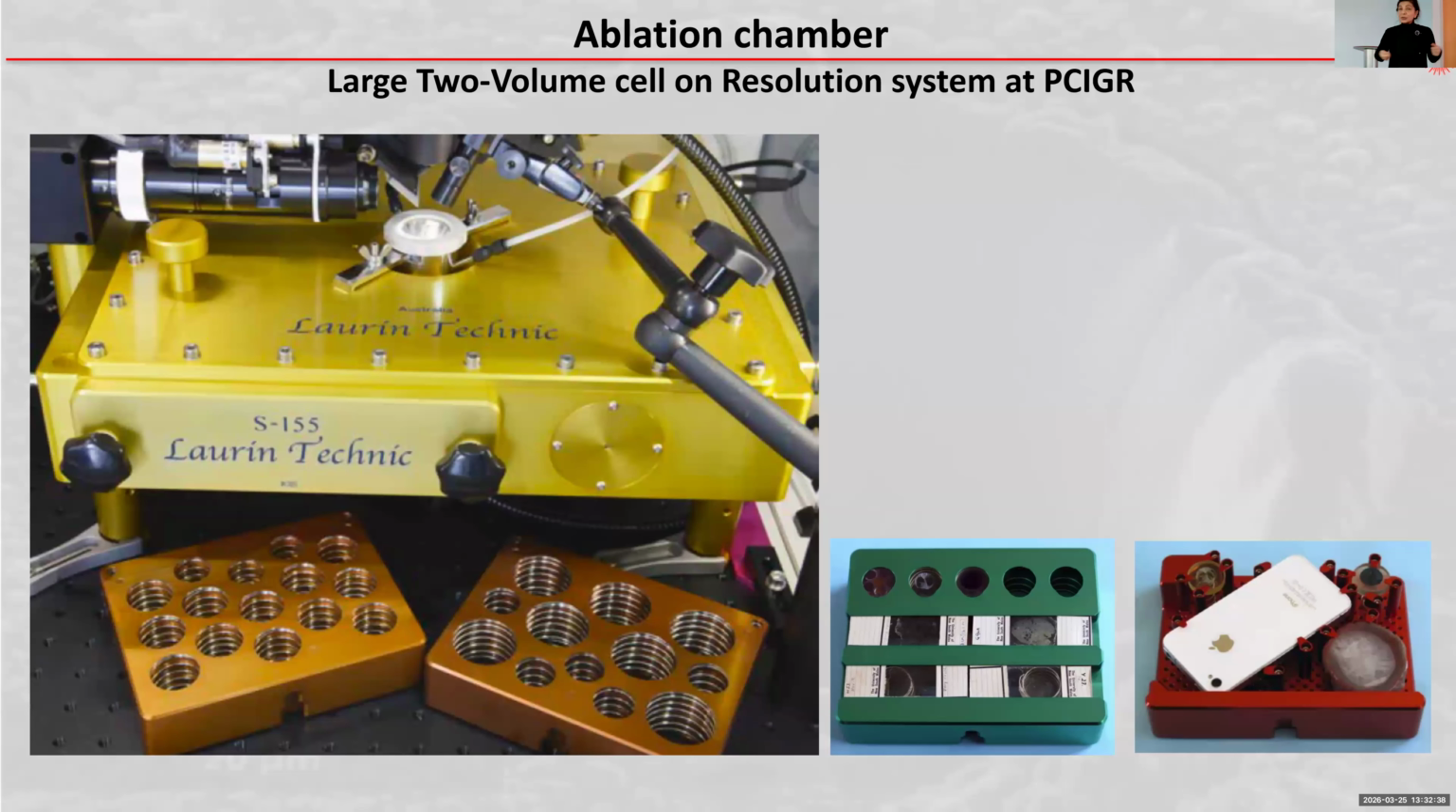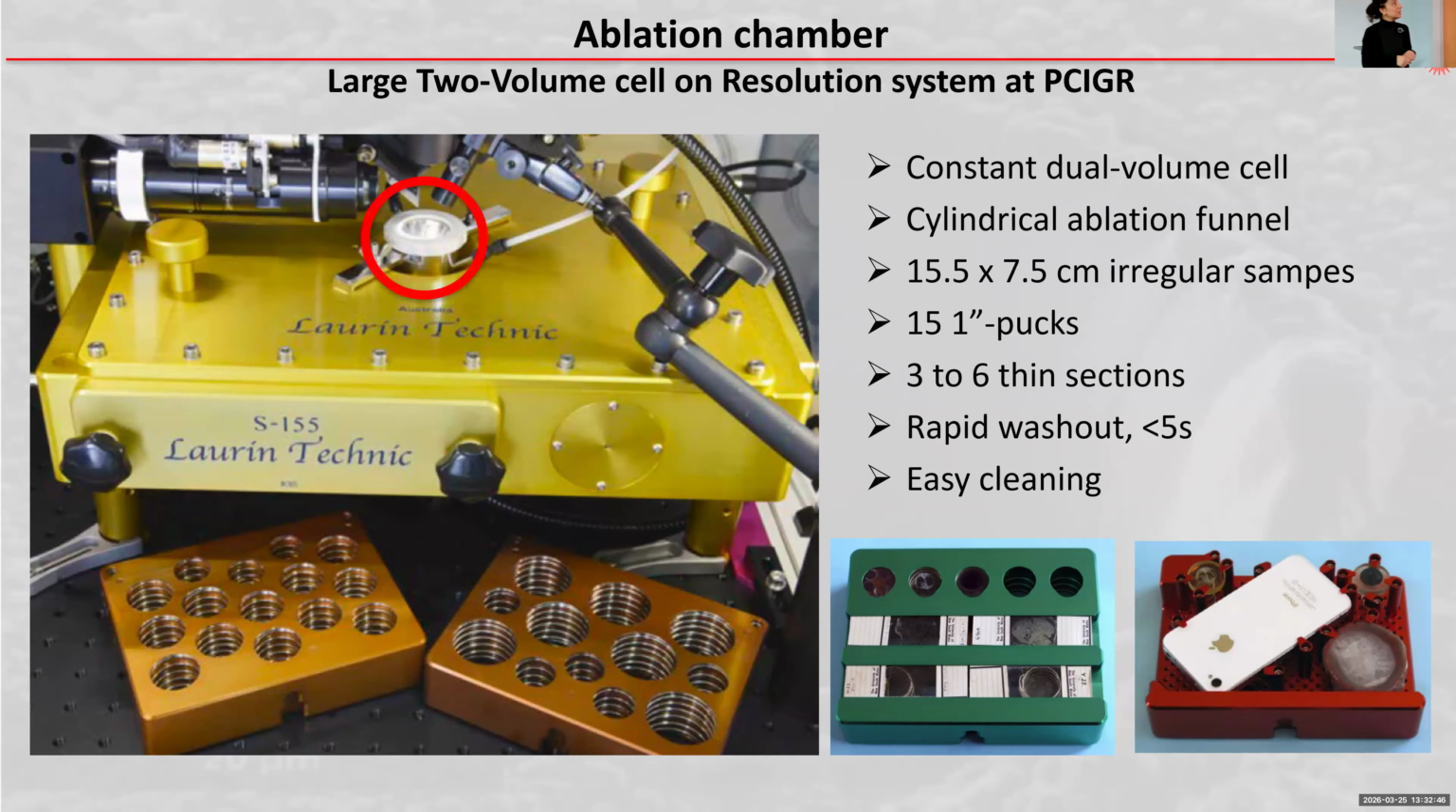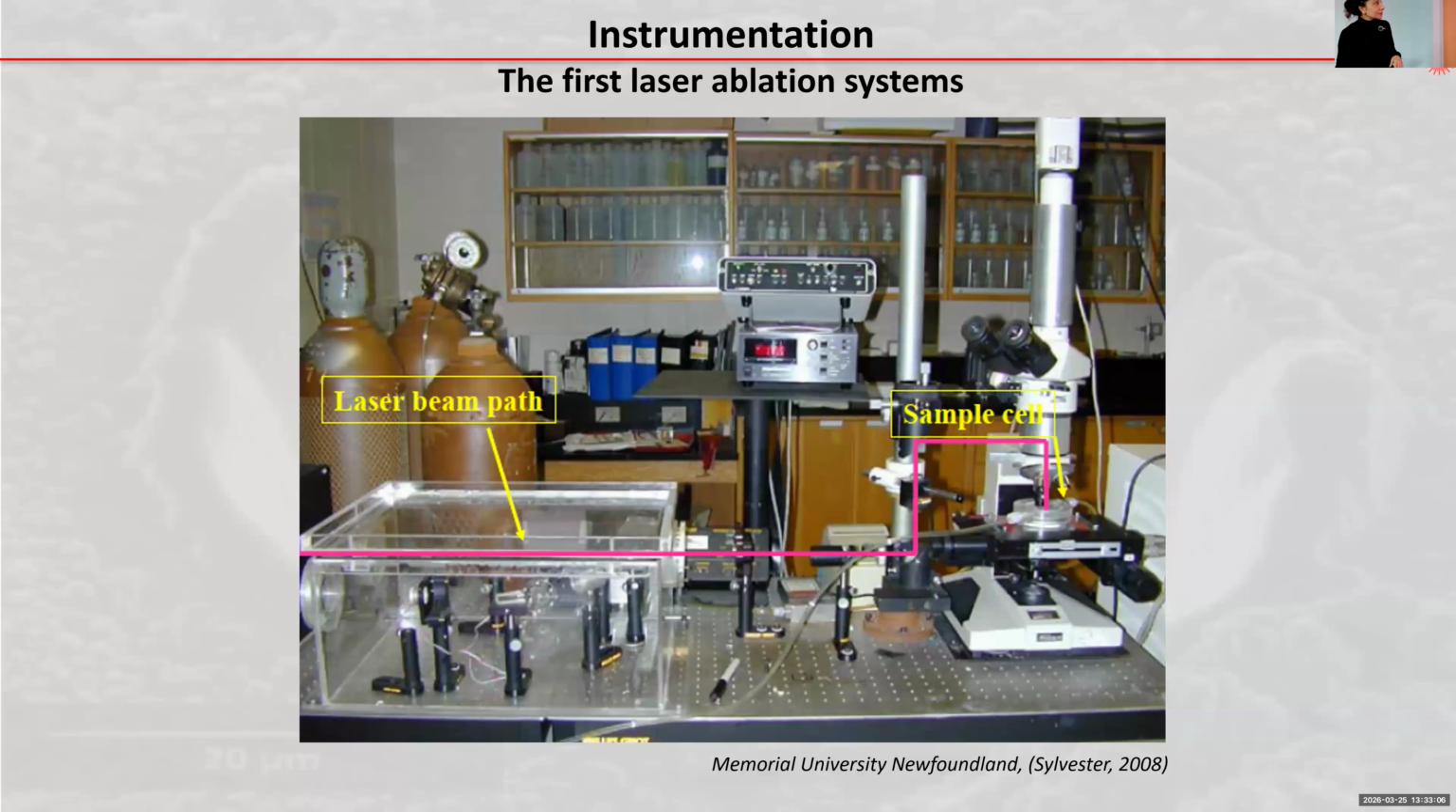Obviously, it has to be big enough so you can have bigger samples and more samples in it. This is the cell that we have in our laser ablation ICP-MS, one of them at PCIGR. And this is the little funnel that I was talking about, where the actual ablation happens. This has also the big advantage that the washout between two sample runs, between analyses, is very fast. So you will not have carryover from one sample to the other.